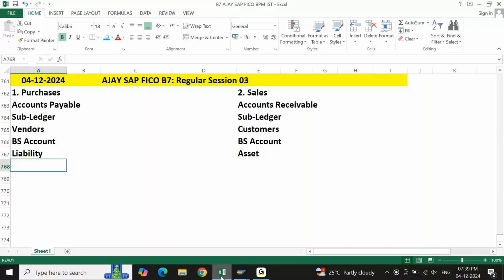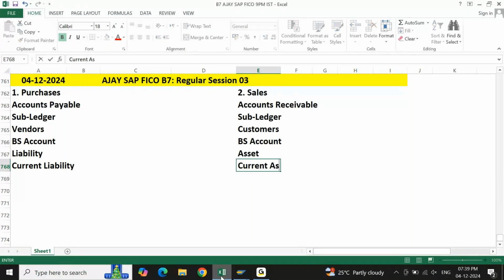Now within liability, not everything is the same, right? Within liability, we will segregate liabilities, and within assets, we will segregate assets, in the reporting. Am I correct? This vendor is which liability? Current liability. And this asset is what asset? Current asset.